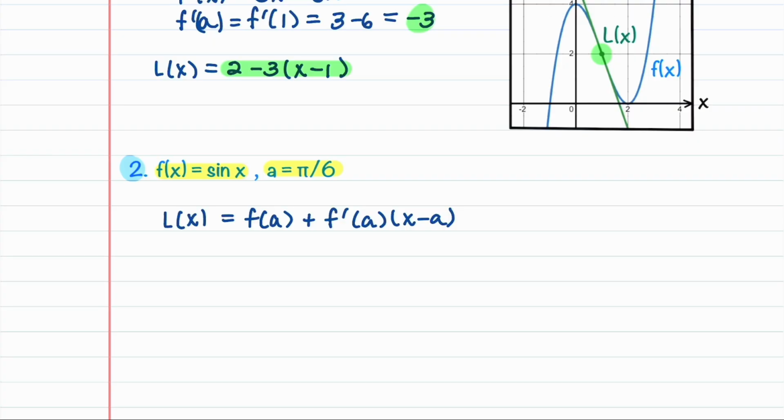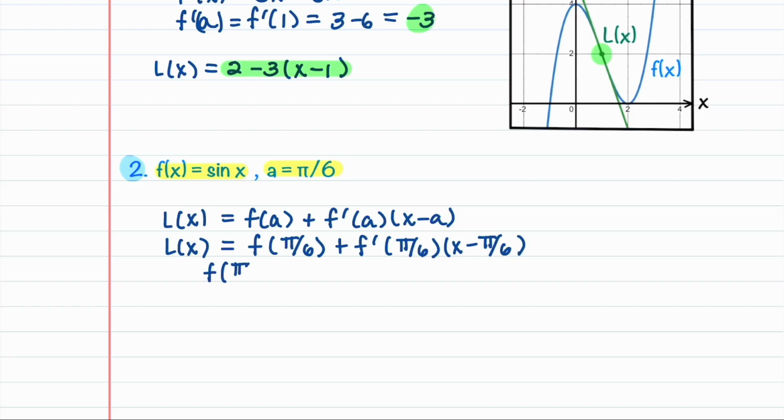Now let's go ahead and substitute in that a is equal to pi over 6. This gives us L of x is equal to f at pi over 6 plus f prime at pi over 6 times x minus pi over 6. F at pi over 6 is just sine of pi over 6, and that is equal to 1/2. And we'll highlight that so we can find it in a minute.